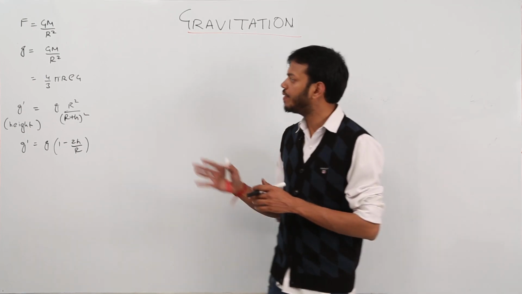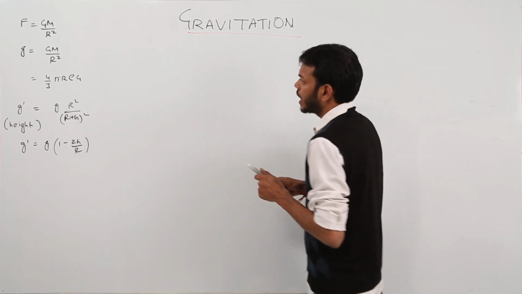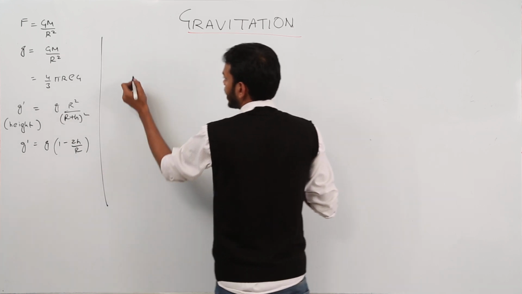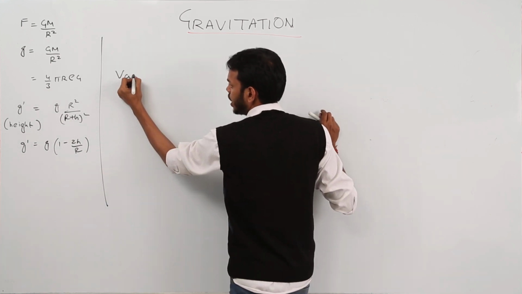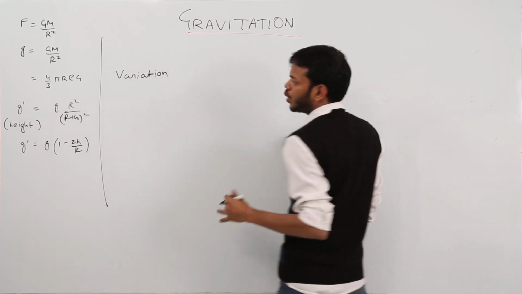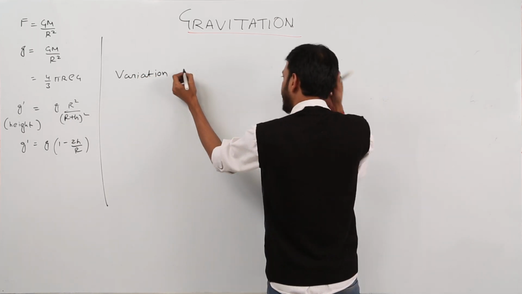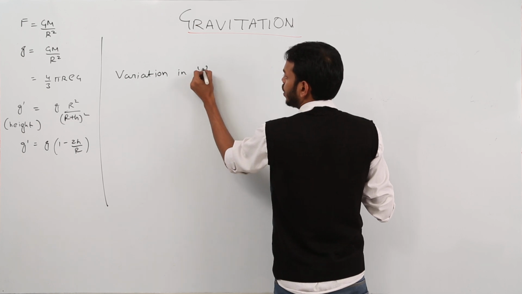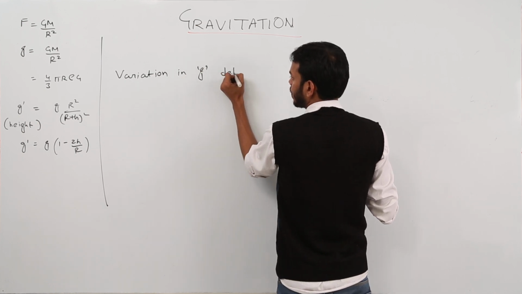Till now we have derived these relations so far. So let's start with a new one, that is variation. Again we are still continuing that topic. We have just done the variation due to height. Now we are going to do variation in value of g due to depth.